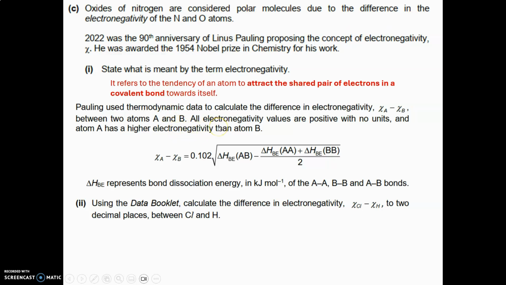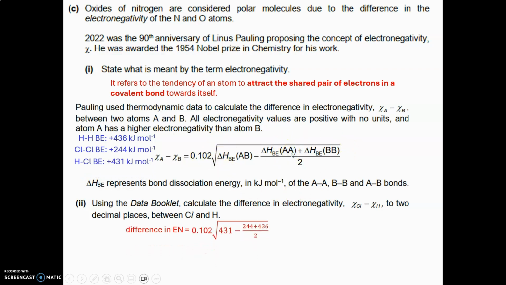Part 2, to calculate the difference in electronegativity between Cl and H. So the formula is already given to you. You will just need to substitute in the various bond energy values that you can find in the data booklet. So H-H bond energy is 436, Cl-Cl is 244, H-Cl is 431. So you just substitute each of these values into this given equation, and you will get 0.97 as the difference in electronegativity between both atoms or both elements.